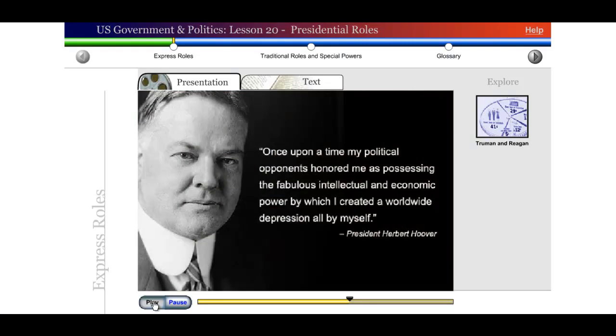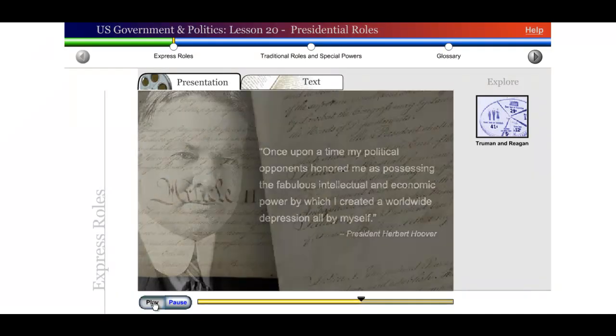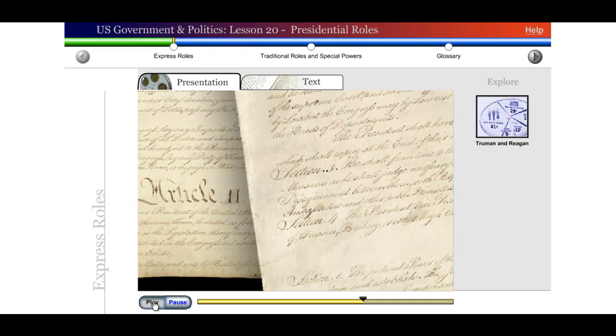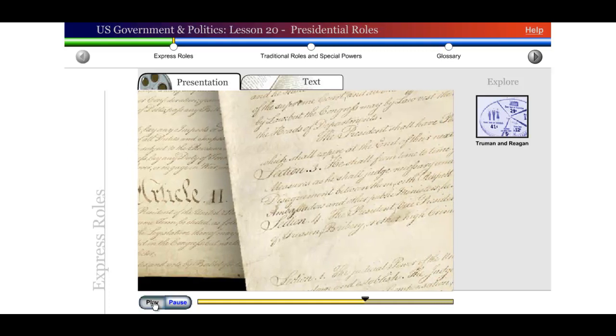Once upon a time, my political opponents honored me as possessing the fabulous intellectual and economic power by which I created a worldwide depression all by myself. President Herbert Hoover.